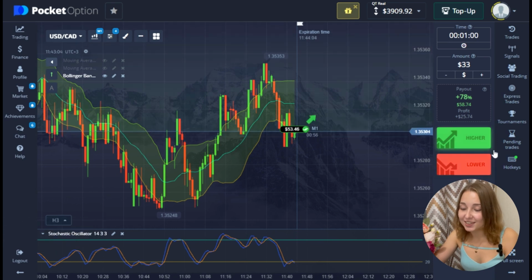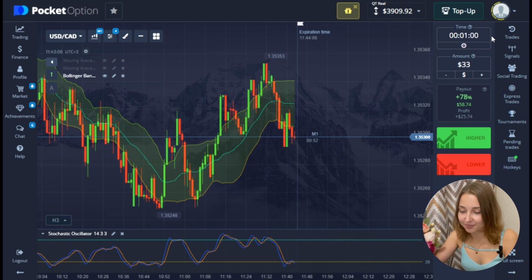Well, friends, as you can see, trading using the Bollinger Bands system works. It's crucial to remember that any trading system is effective only when you consistently adhere to its rules. Feel free to put it to the test yourselves.